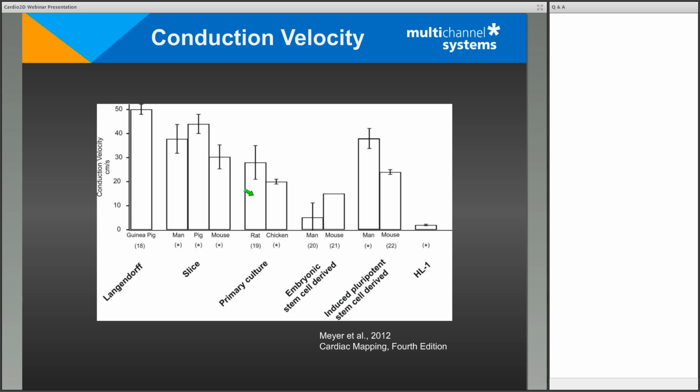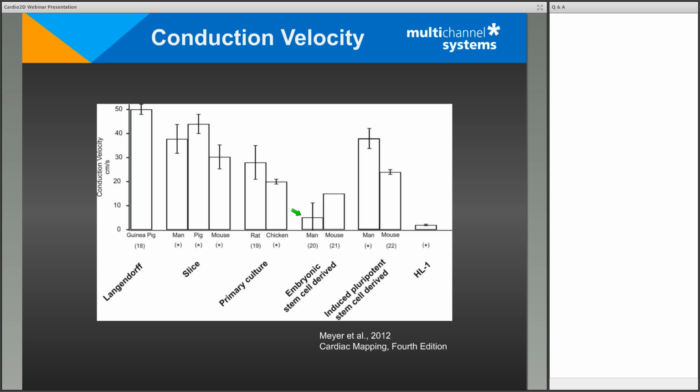In the primary culture, the conduction is only via the connexins. You do not have anything left of the excitation propagation system. So values are a little bit lower here. You see the small error bar here on the chicken. I think we did hundreds of chicken preparations, so we have very small error bars here at about 20 centimeters per second, and a little bit higher at the rat neonatal ventricular cardiomyocytes.